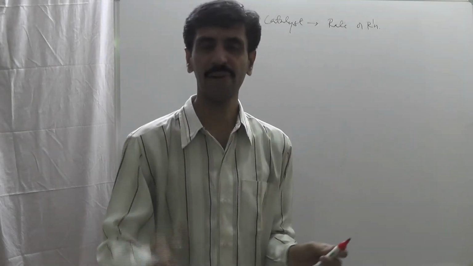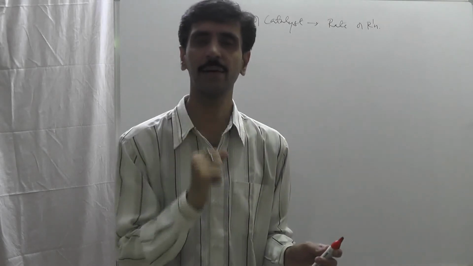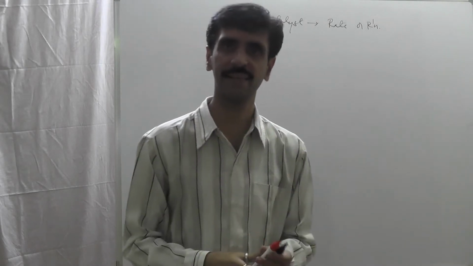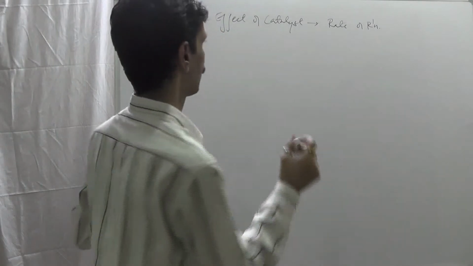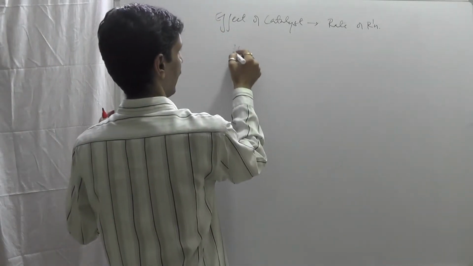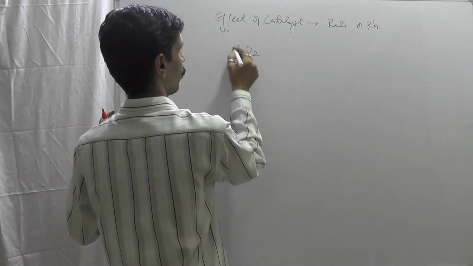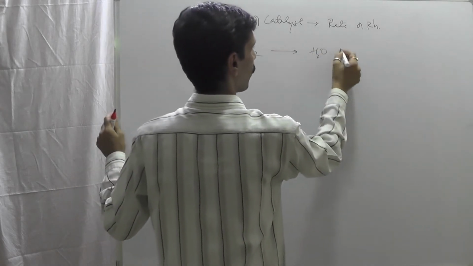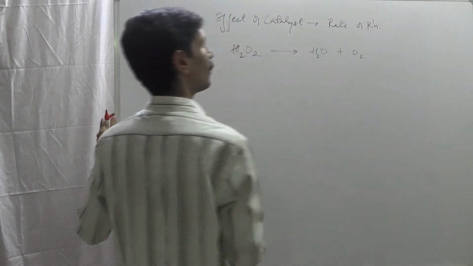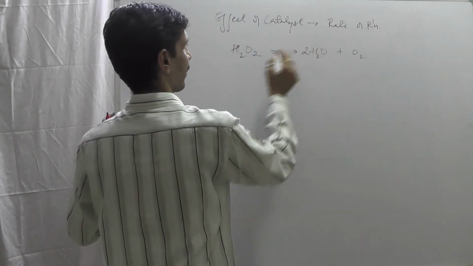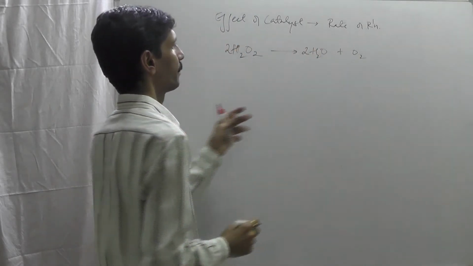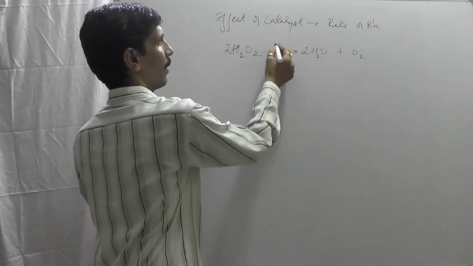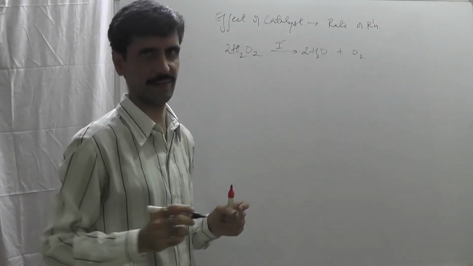Okay, my dear friends, after the first example about the decomposition of KClO3, we go into the next example, और वो है दोस्तों हाइड्रोजन पेरोक्साइड का decomposition, H2O2. It decomposes to give you H2O plus O2. Okay, this is what the decomposition reaction is. Now, catalyst यहाँ पे use करेंगे, that is I minus.